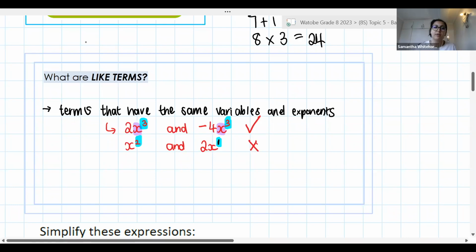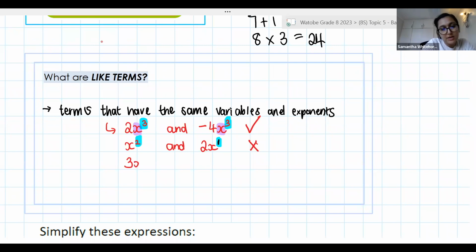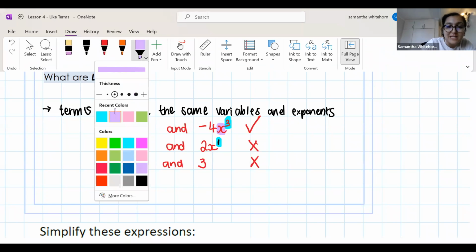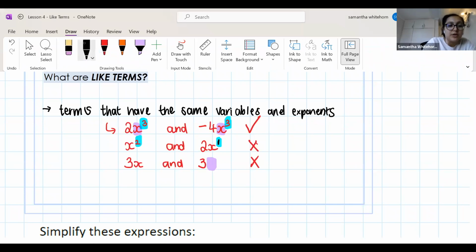So it's very important that we know what we're talking about when we've got like terms. Another example: 3x and just the number 3 are also not like terms because from my second value, I'm missing an x. There's no variable there. So like terms must have the same variable and the same exponent.